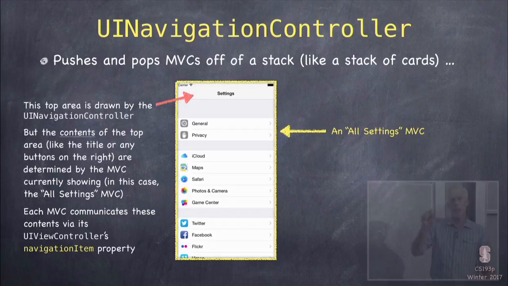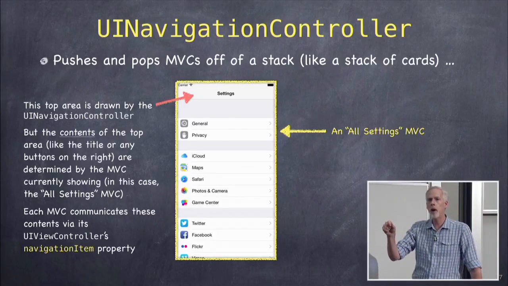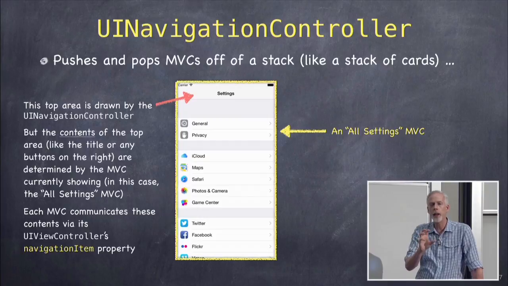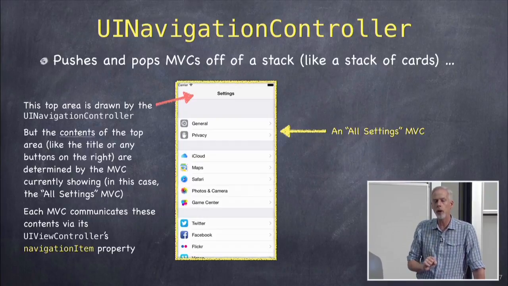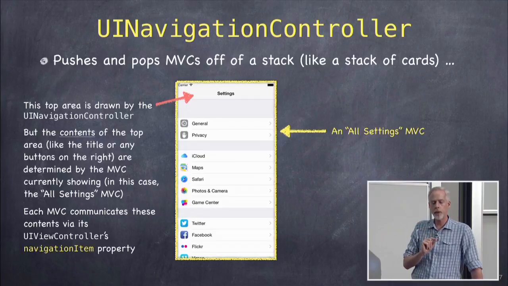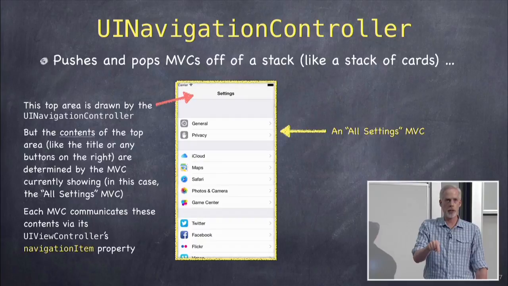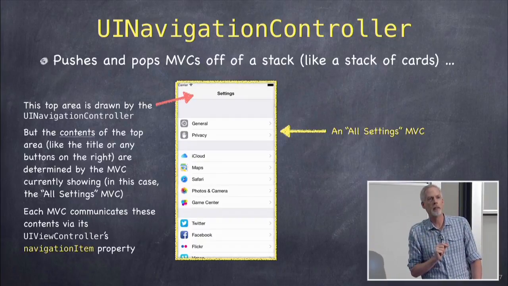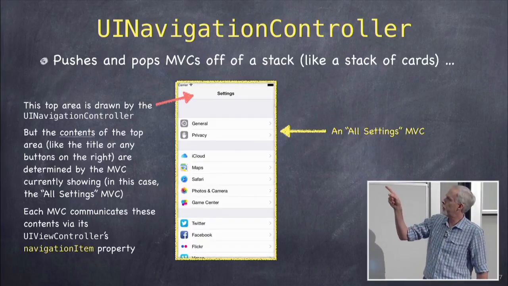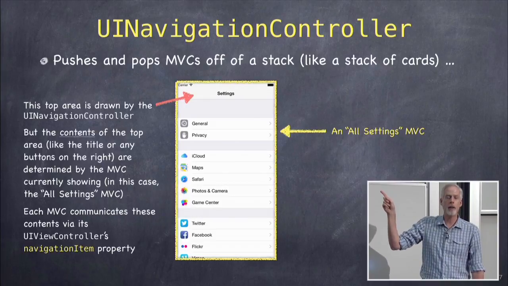Now, just like with the tab bar controller, where there was that tab bar item that had the icon and the title and all that, same thing with the navigation controller. That word settings at the top, the navigation controller MVC is getting that word by asking the MVC that it's currently showing, what's your title? Now it gets that from this var navigation item.